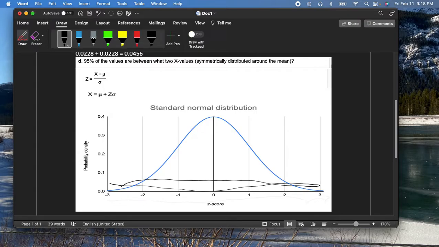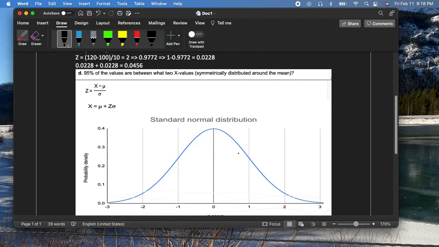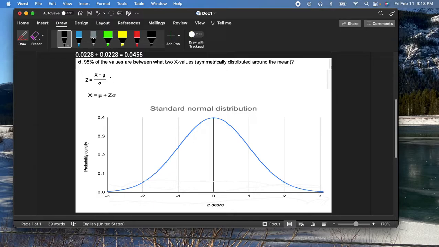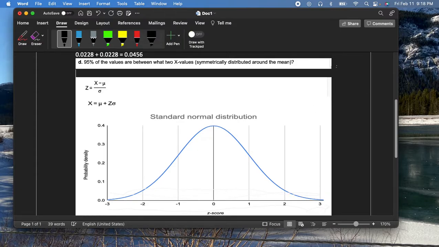All of these values here, everything under this equals 1. That's how much we know. So the first thing we need to do, because we're trying to find 95% of the values, is subtract 1 minus 0.95. That is going to equal 0.05.